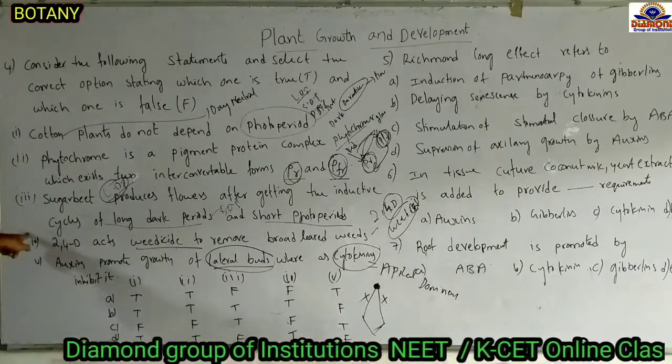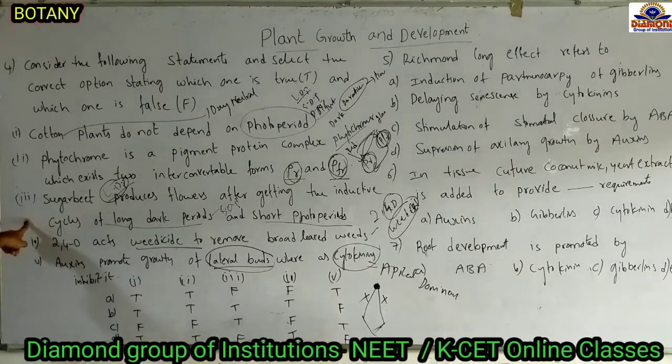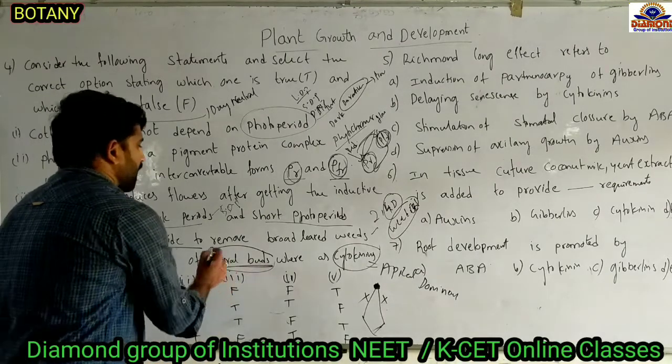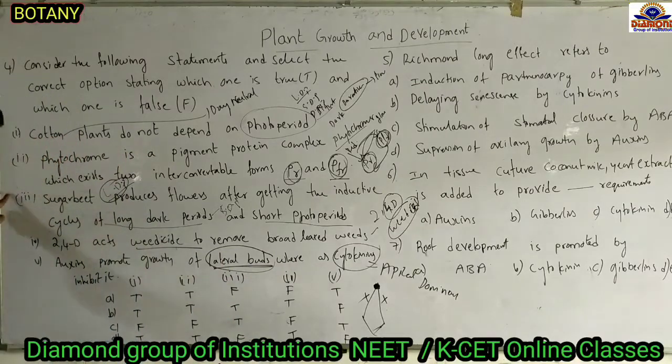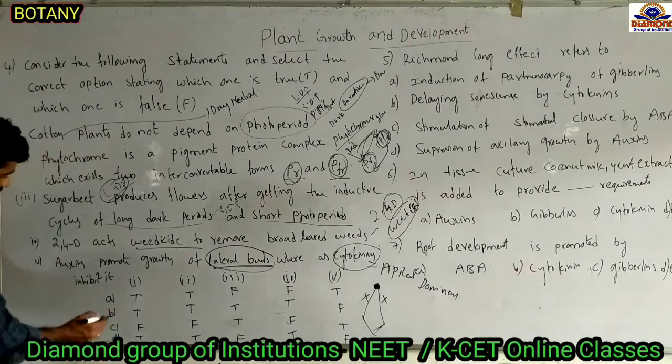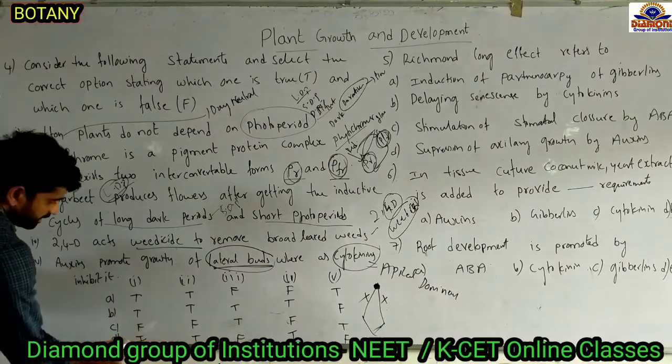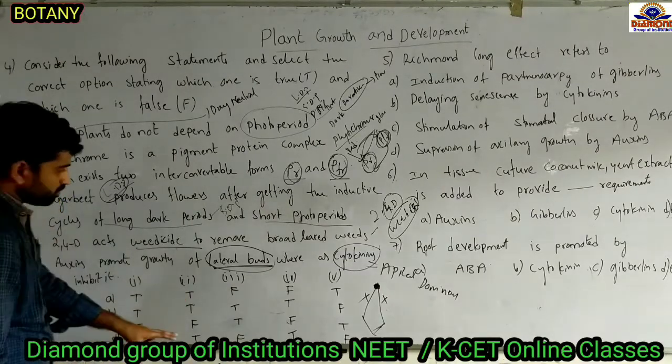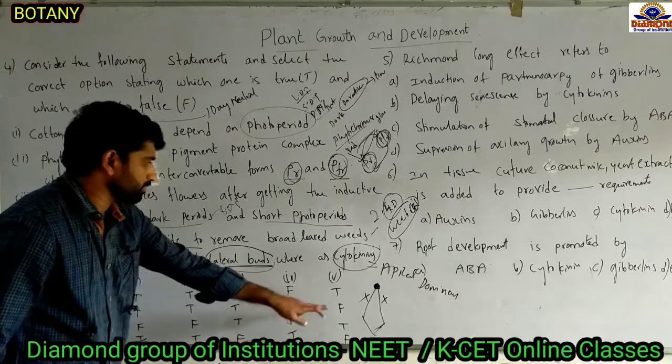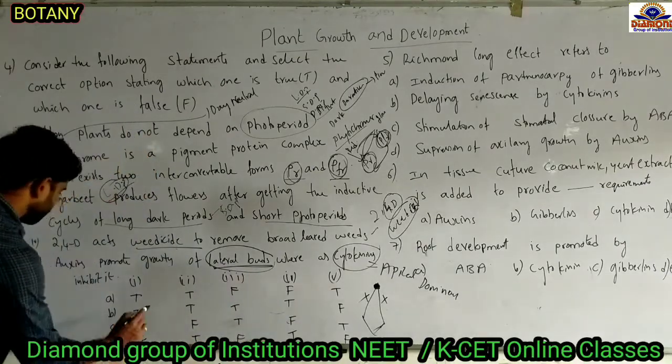And option 4, 2,4-D acts as a weedicide to remove broad leaved weeds. Yes, 2,4-D is a weedicide only. It is used for removing large leaved dicot plants. And option 5, they have given auxins promote lateral buds, but auxins promote the apical buds. So statements 3 and 5 are false. So 1, 2, 4 statements are true. Out of the given options A, B, C, D, in option D, that is 1 and 2 true, 3 false, 4 true and 5 false. So the answer is D.